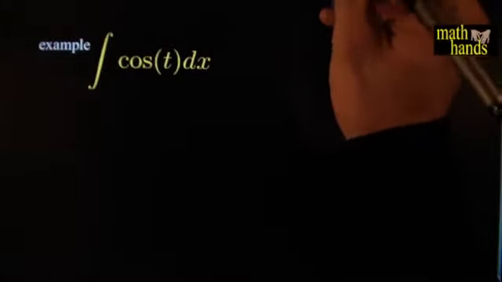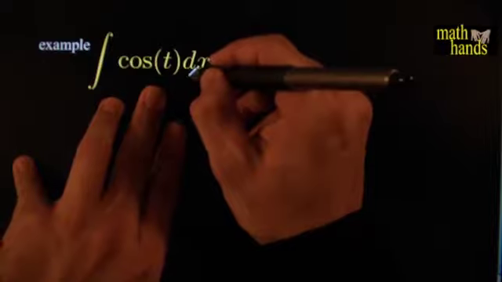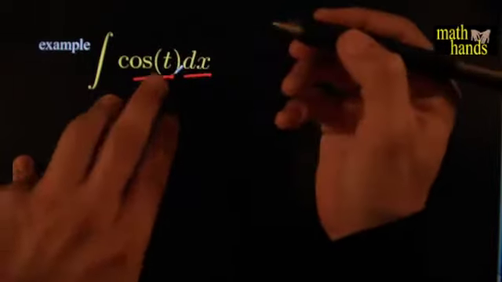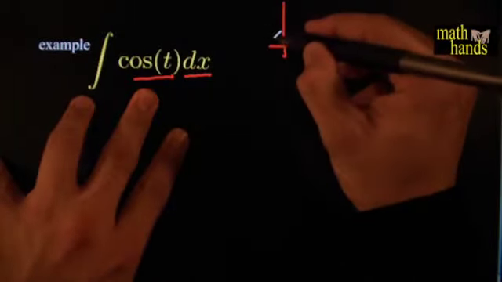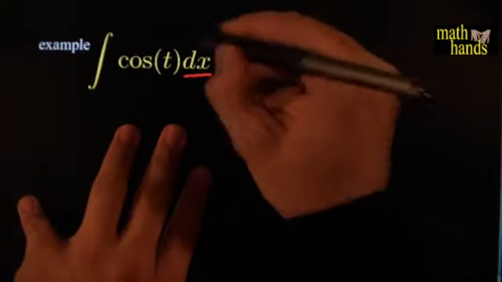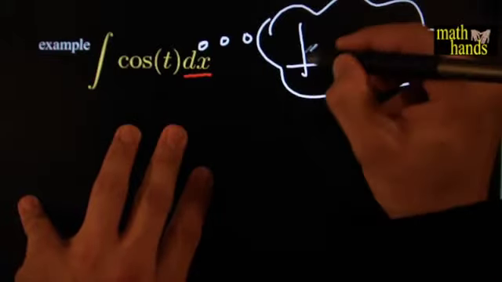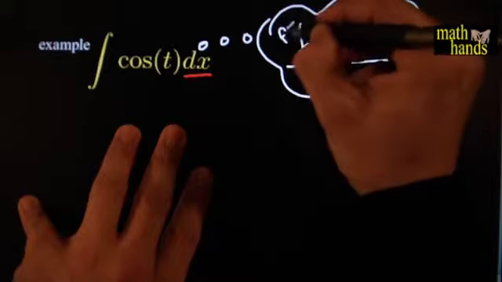Alright, so let's do this one. The antiderivative of cosine. Oh yeah, this is a trap. I set this trap on purpose because this is dx and this is t, and these don't match. Think about what that meant originally. You had some function here. Suppose this was t and this was f of t.